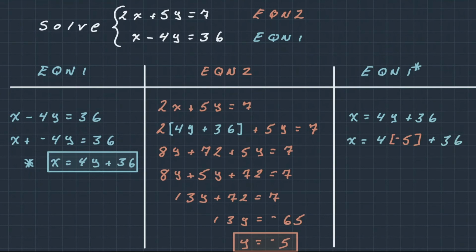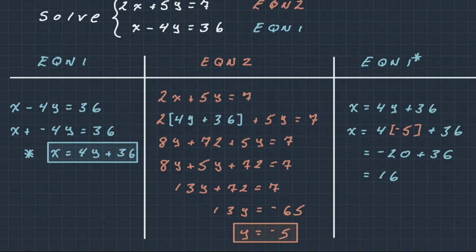We're going to go ahead and evaluate the value of x here. So we get 4 times negative 5, which is negative 20, plus 36. Adding those two terms together, we get a value of x, which is 16. So we now have the solution set for this system of equations, when the x value is 16 and the y value is -5, both these equations will be true at the same time.